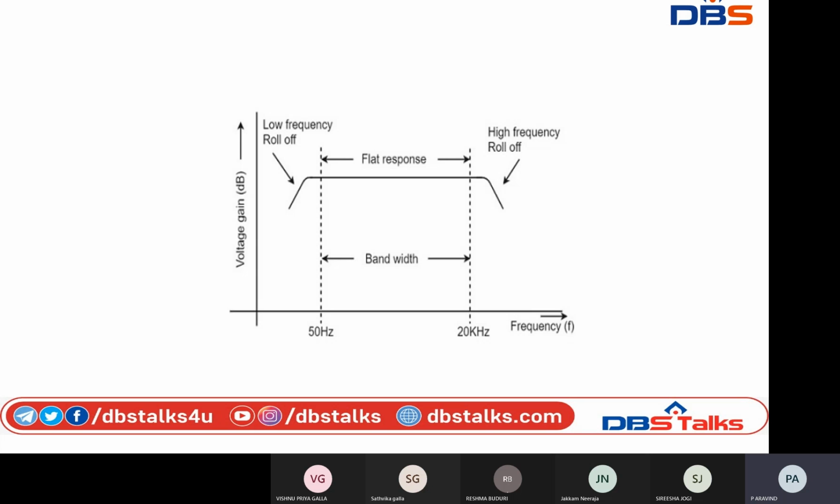See, below 50 hertz we have frequency roll-off, and for frequencies above 20 kilohertz we have frequency roll-offs. But the voltage gain for the frequency range of 50 hertz to 20 kilohertz is constant. So this is about the frequency response of the RC coupled amplifier.